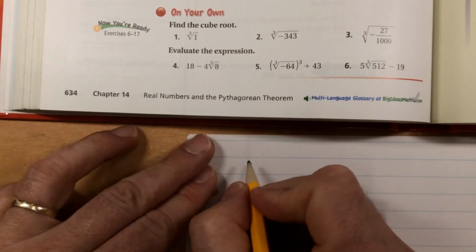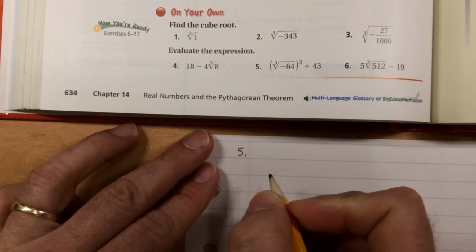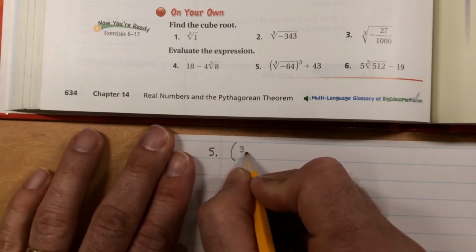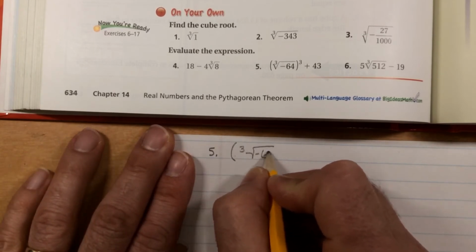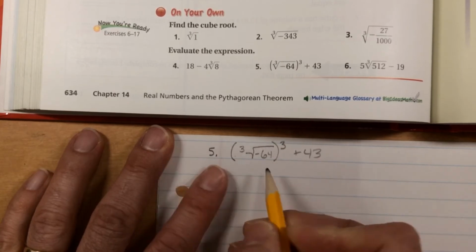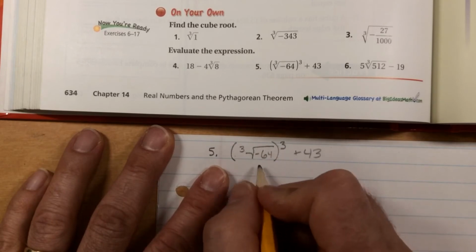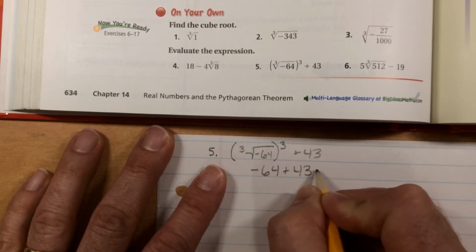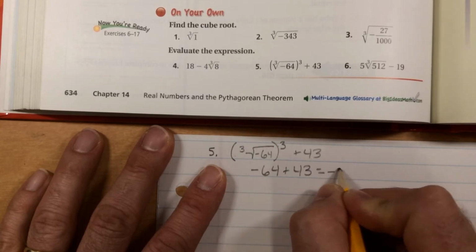Number 5, in parentheses, the cubed root of negative 64. Then we're going to cube it, plus 43. Well, because these are inverse operations, we know we just end back up with negative 64 plus 43, and that equals negative 21.